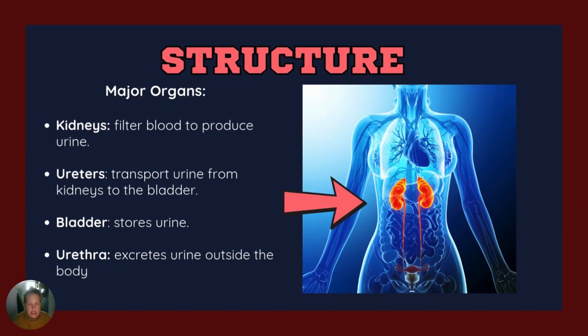The major organs, like I said, we've got the kidneys, and the kidneys are what filter the blood to produce the urine that we excrete through our body, from the bladder through the urethra, out into the toilet or wherever we may be excreting that urine. The ureters are the tubes that transport the urine from the kidneys to the bladder. The bladder is where we store the urine, and the urethra is where we excrete urine outside the body. Shown in this beautiful image here.